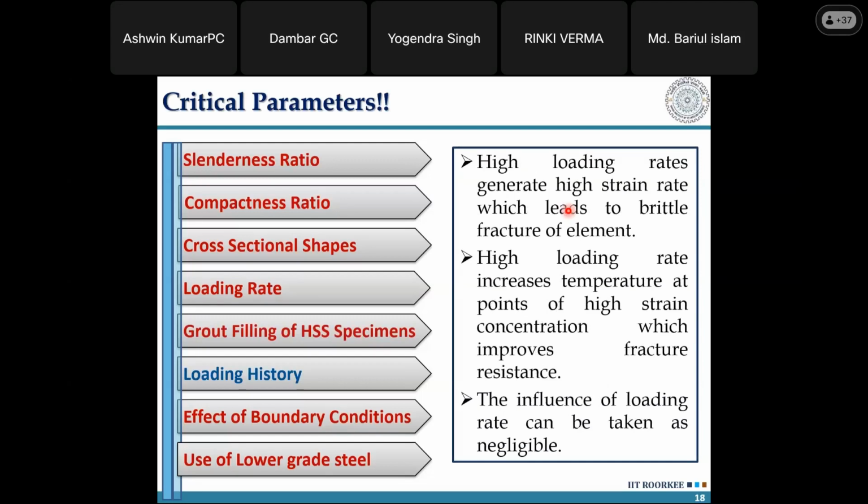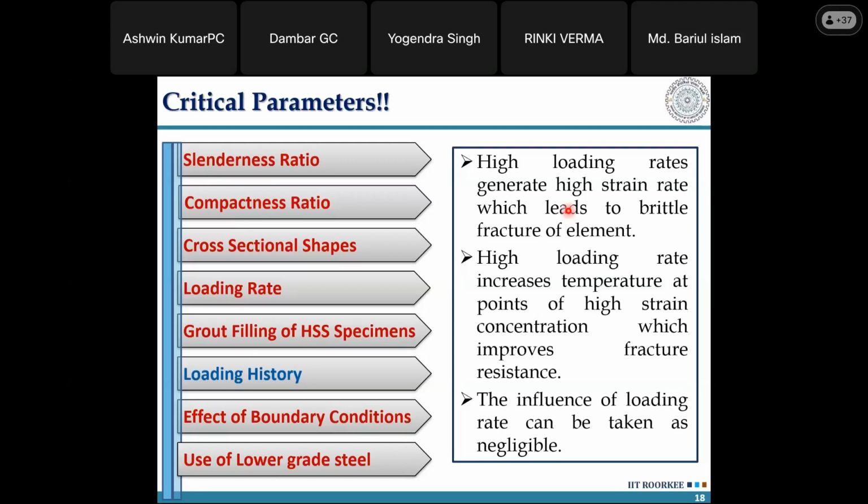Now, loading history. During an earthquake, you might think that the brace will be subjected to tension and compression. But depending on whether you are in a near field or far field situation, the way in which tension and compression come as a sequence may be different. Maybe it's only tension dominated, maybe it is compression dominated, or it may be the increasing amplitude of cyclic tension compression that you normally look at. But that way you have to assess.